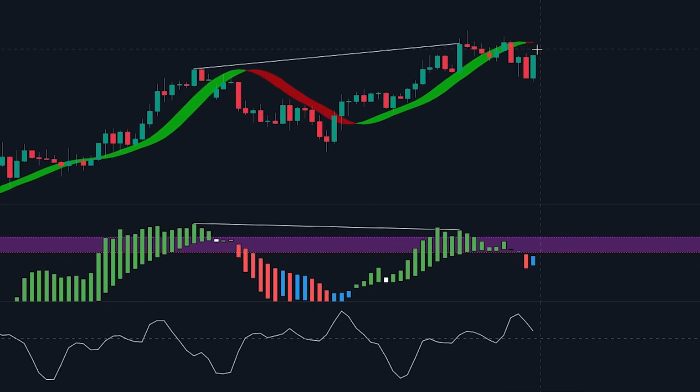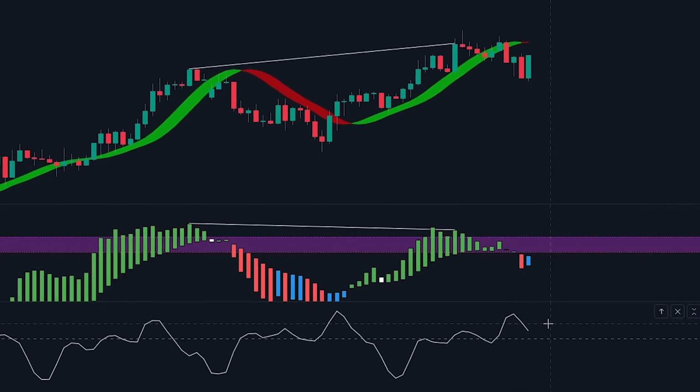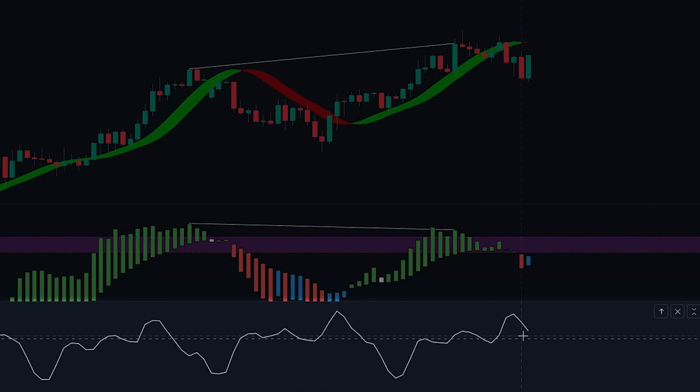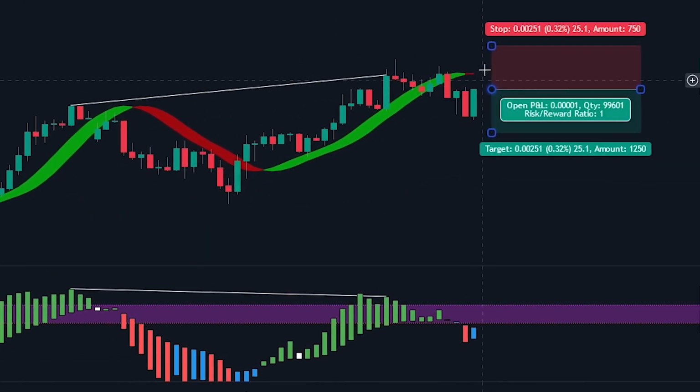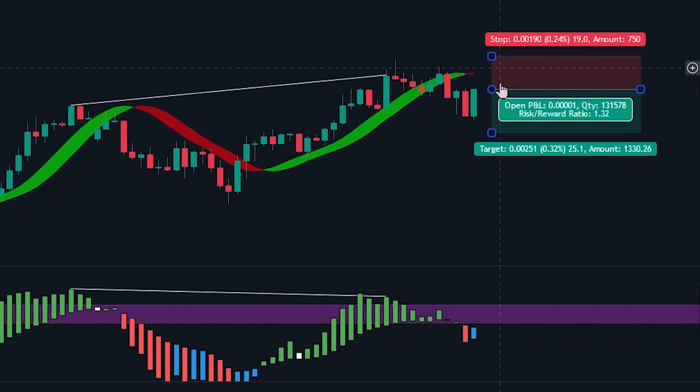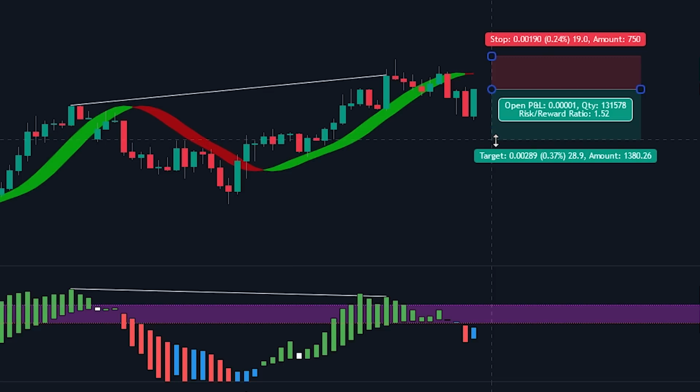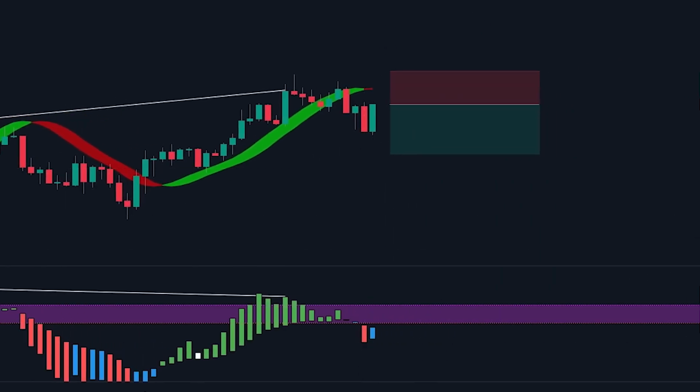In order to make sure that there is enough volume in the market to push the price further in the downward direction, let's check the volume oscillator. We can currently see that the volume oscillator is above the zero line, indicating that there is enough volume in the market. Because of all of these signals, let's enter into the sell position. We'll be placing the stop loss at the recent swing high. For the take profit, we'll be targeting a 1.5 times risk to reward ratio. Now let's see how the trade plays out.